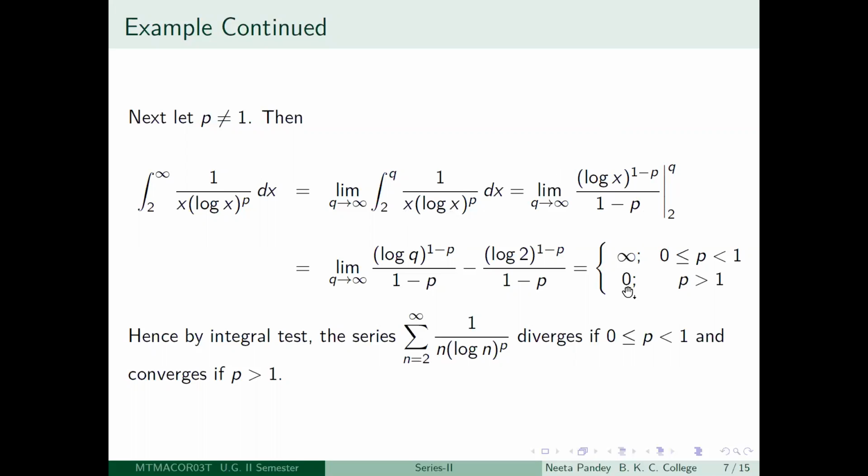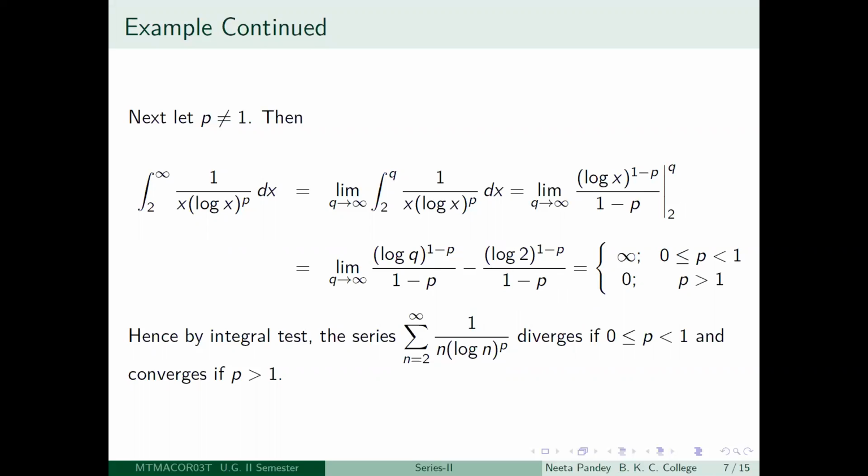This also I have not written correctly. But I don't know what was playing in my mind. I just saw that this one will be 0. So I forgot about this one. So we should not do that. We should be careful. So in any case, what is your definite integral? It is going to be log q to the power 1 minus p divided by 1 minus p, minus log 2 to the power 1 minus p divided by 1 minus p, right? So this is the value of the definite integral from 2 to q of the given function.